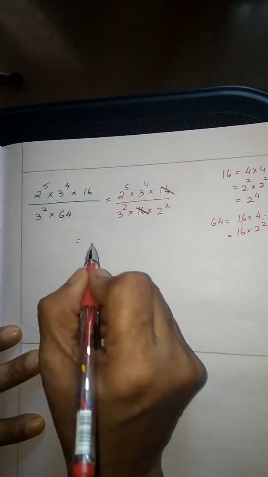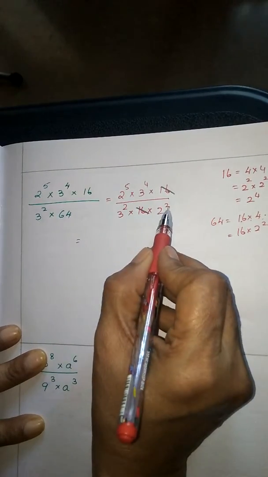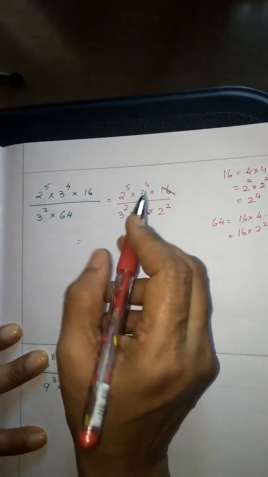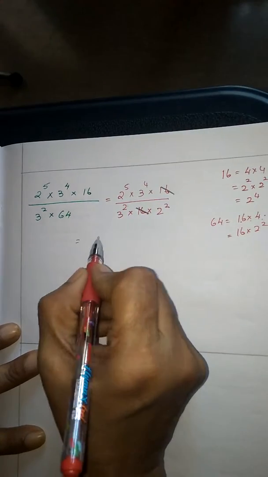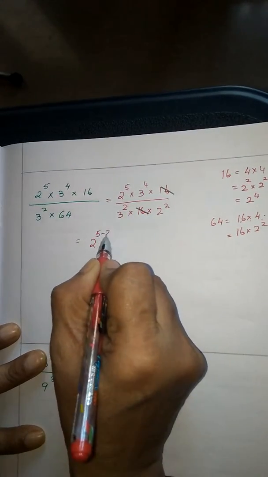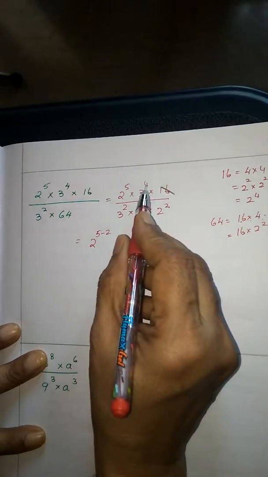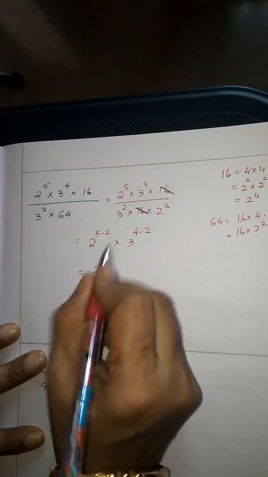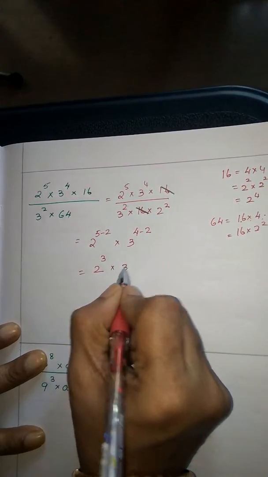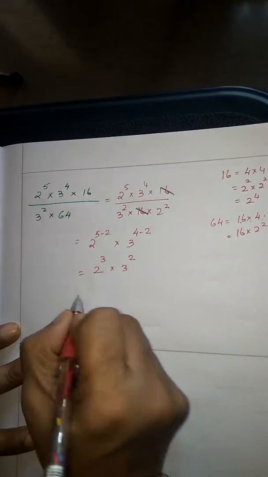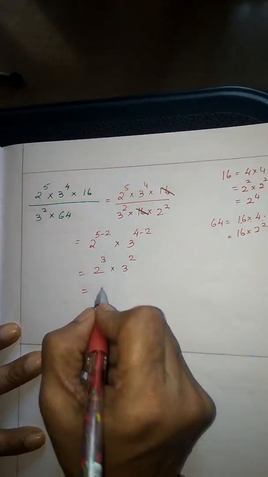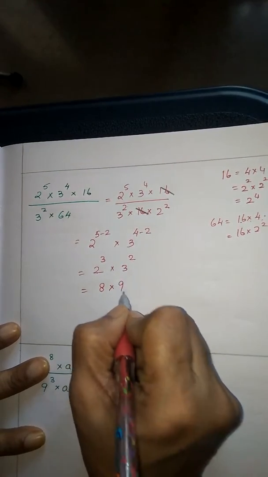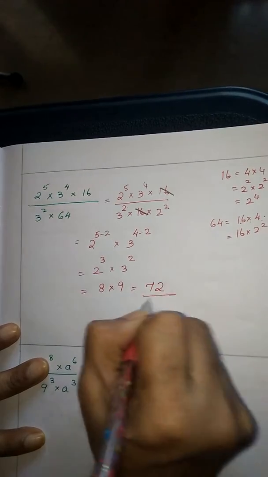So we can write this as 2 to the power of 5 and 2 to the power of 2, 3 to the power of 4 and 3 squared. So we can use a to the power of m by a to the power of n is equal to a to the power of m minus n. So 2 to the power of 5 minus 2 into 3 to the power of 4 minus 2. So that is equal to 2 to the power of 3 into 3 to the power of 2. So this is equal to 2 cube is 2 into 2 into 2, 8, into 3 squared is 3 into 3, so 9. So that is equal to 72.